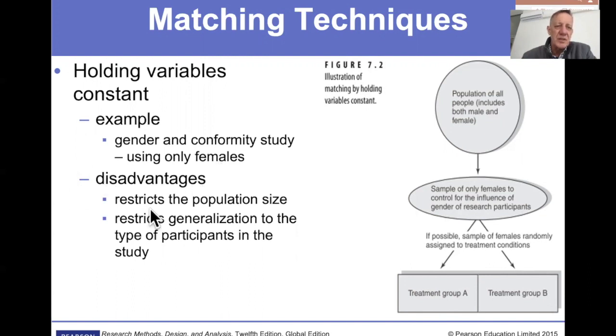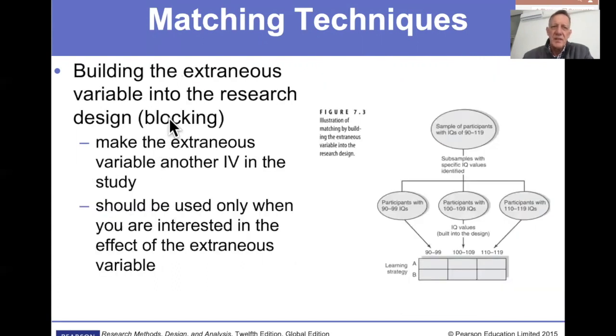The disadvantages are that it restricts the population size, of course, and it restricts generalization to other types of participants. But of course, you are interested in holding the effect of gender constant, which means controlling it. All right. Next technique: building the extraneous variable into the research design, and we call this blocking. It's an important concept to take note of.